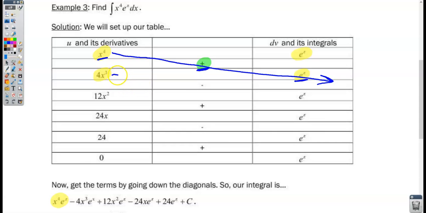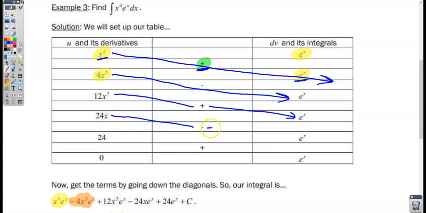Then I multiply down the next diagonal. 4x to the 3rd times a minus sign times e to the x gives me negative 4x to the 3rd e to the x. That's my next term. Then I multiply down the next diagonal. 12x squared times a plus sign times e to the x gives me plus 12x squared e to the x. You see that there? Then my next term comes from going down this diagonal. 24x times a minus sign times e to the x gives me negative 24x e to the x.